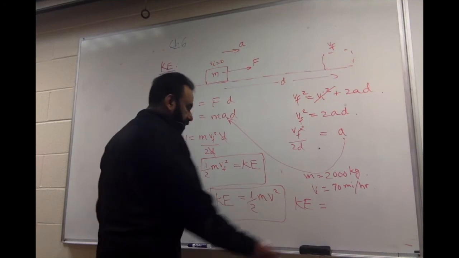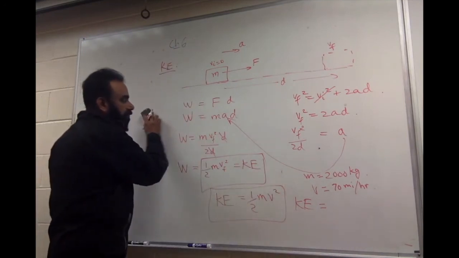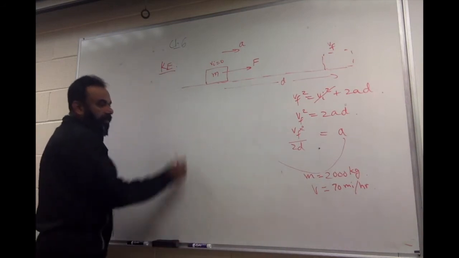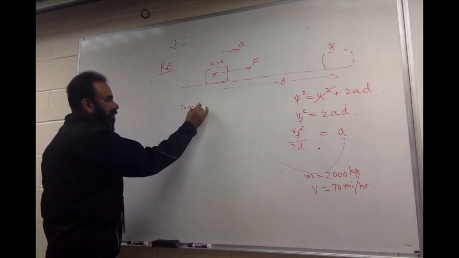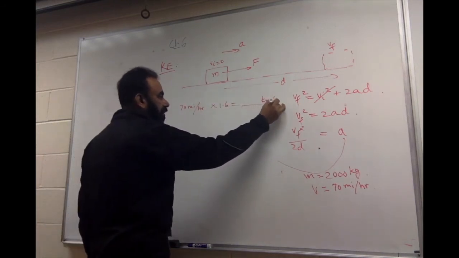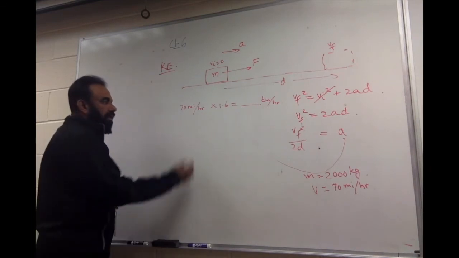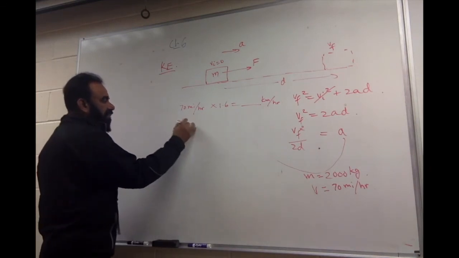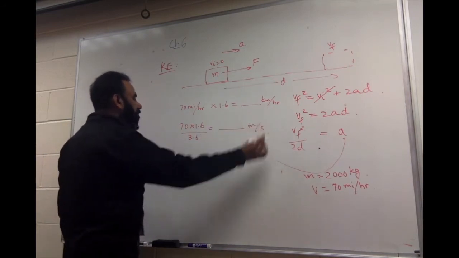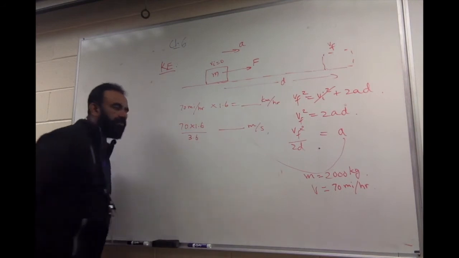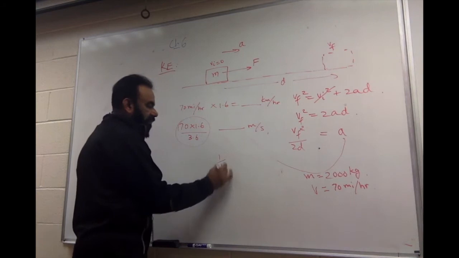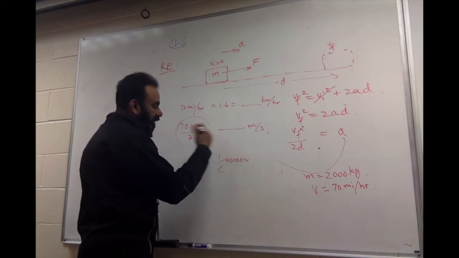So 70 miles per hour times 1.6 will give you kilometers per hour. And then, basically, 70 times 1.6 divided by 3.6 will be in meters per second. And then use that in the equation: half times 2,000 times that speed squared.